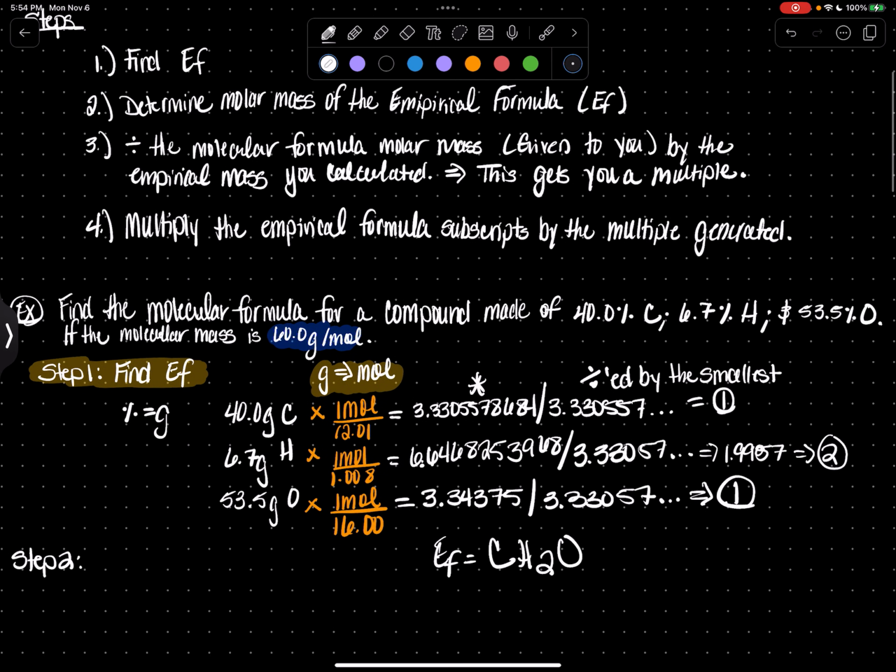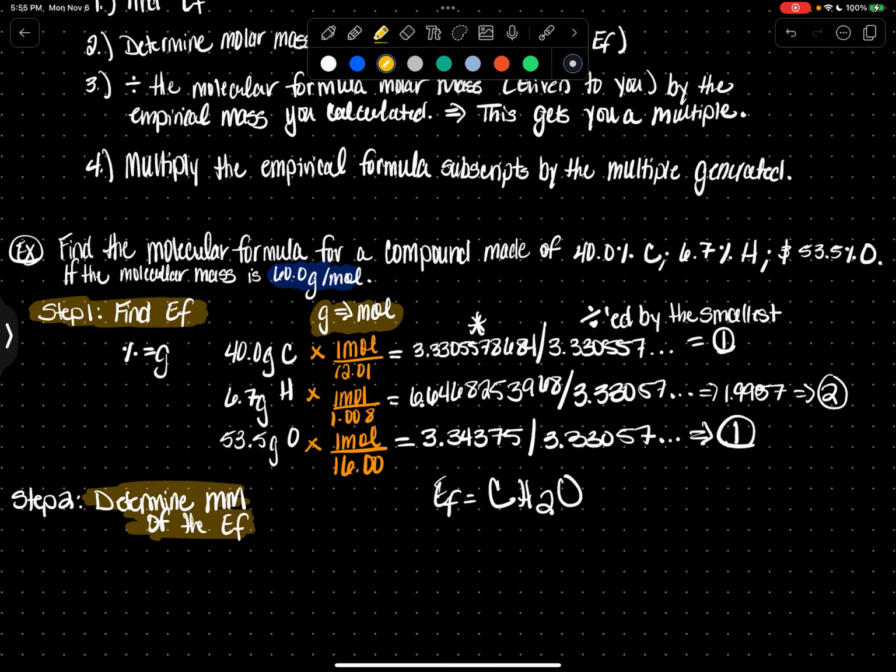Step 2, in my notes, I need to determine the molar mass. I'm going to abbreviate that MM of the empirical formula. All right, light work. We've been doing this for a hot second, so this should be nothing new to us. Let's determine that molar mass real quick.